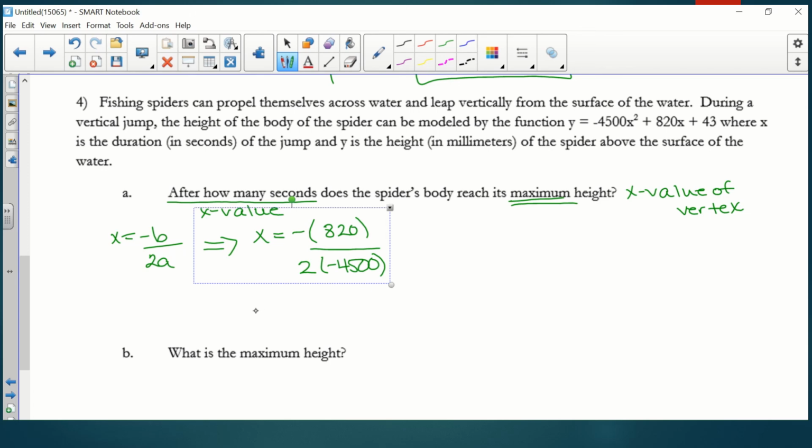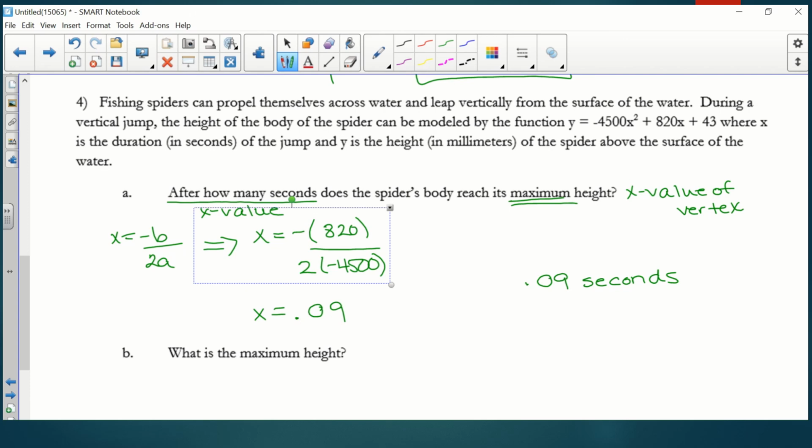And that gives us, and again, we're going to round to the nearest hundredth, just like we did in the previous problem. So if I do that, plugging all this in, I get an x value of 0.09. So you should have gotten 0.091 repeating. And again, we're just going to round this to the nearest hundredth, and we're going to say x equals 0.09. So this x value again is time, it's duration in seconds. So this is 0.09 seconds.